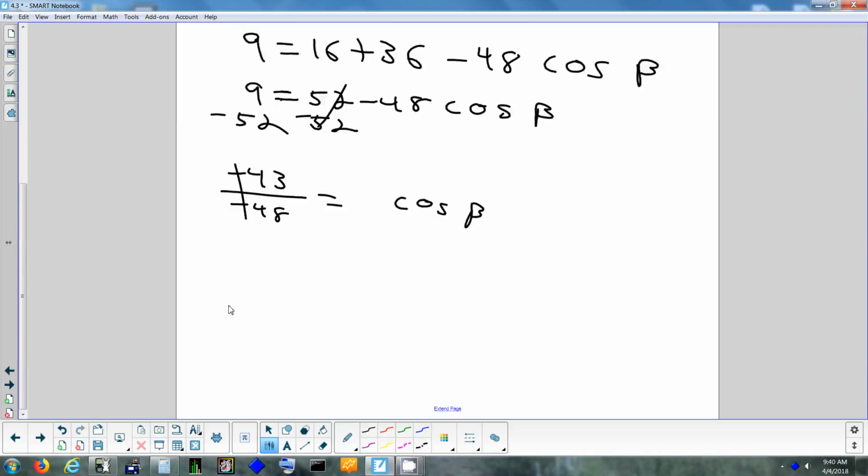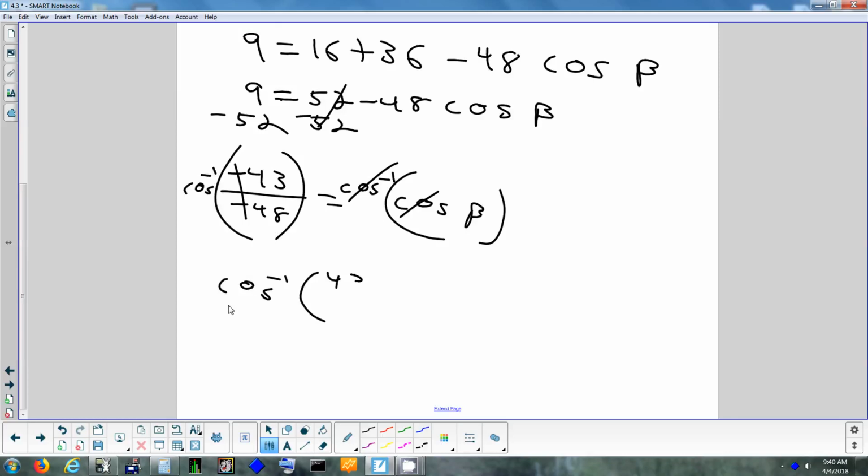You remember how we got rid of sine? It's the same idea. Exactly, we're going to take the inverse. So, take the inverse on the right, take the inverse on the left, and that is your answer for beta. And that's an exact answer. That's not approximate. It's going to be approximate once I round it off.